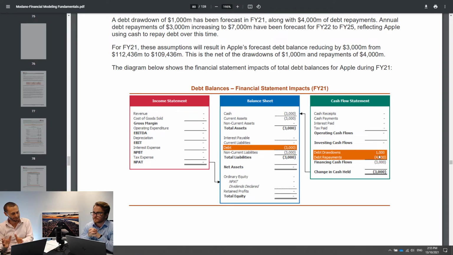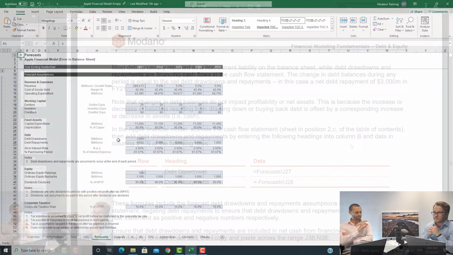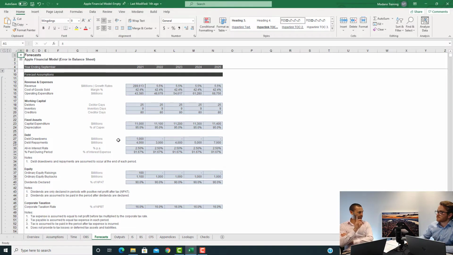They're financing cash flows in the cash flow statement because they're not part of the operations of the business. They're used to fund the operations, but they're financing. And then the net change, the net drawdowns, results in a movement on the balance sheet. So the balance sheet is going to have a $3 billion decrease in our forecast during 21, and that's a result of drawing down 1 and repaying 3. Okay, so let's go and put this through. First of all, let's put our drawdowns and repayments through the cash flow statement.